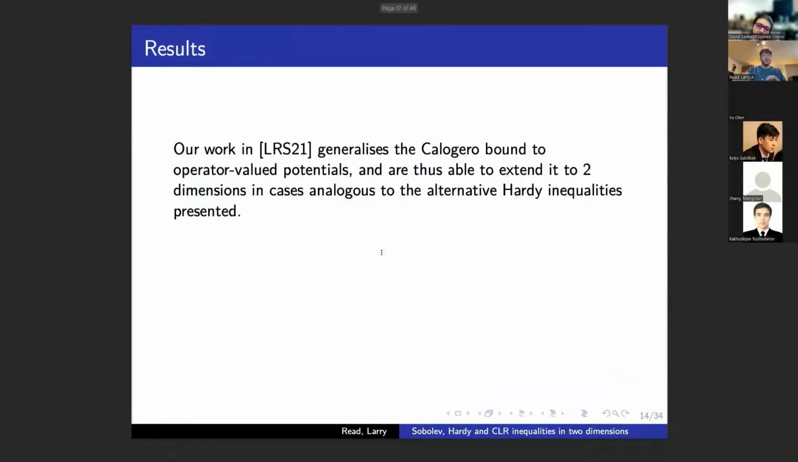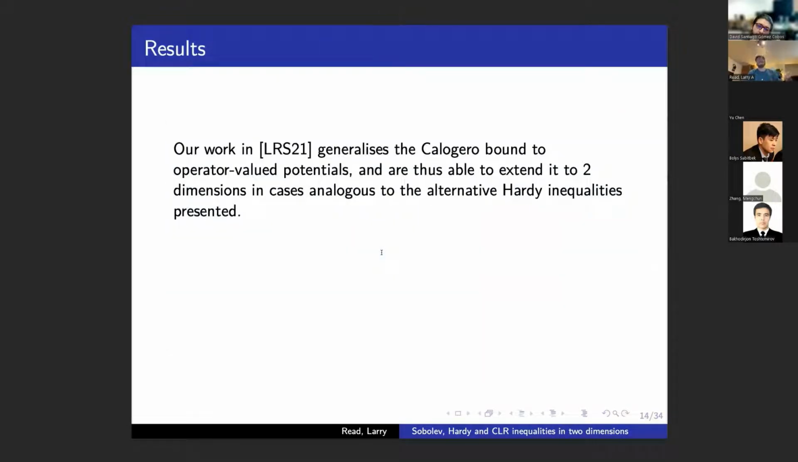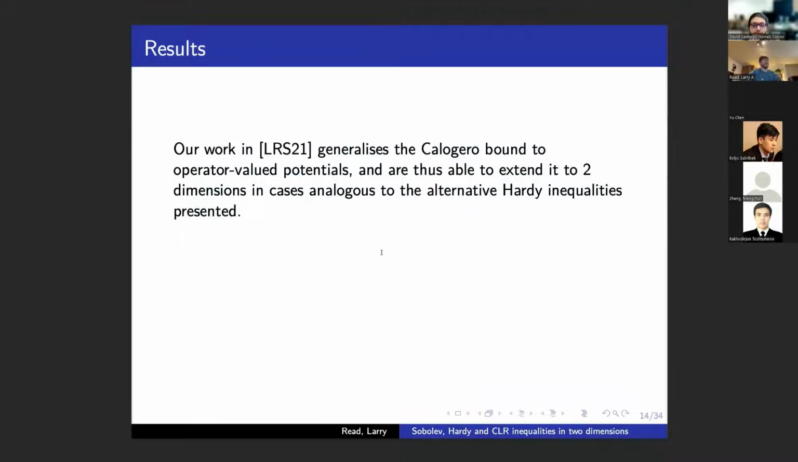So what I'm going to be talking about today is work with Laptev and Schimmer, in which we have generalized this Calogero type bound to operator valued potentials. So that's a Schrödinger operator with some potential V, where V is an operator valued potential on the half line. And in this case, we're able to use it along with some of the alternative Hardy inequalities to provide some CLR type inequalities in 2 dimensions.